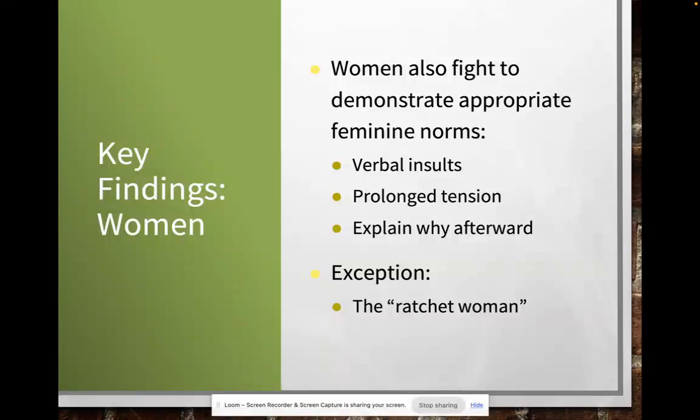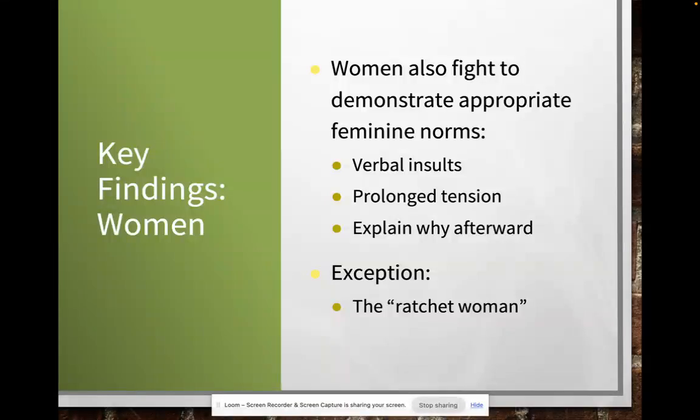So women often talked about how the women that they've seen get into these physical fights, they had been verbally insulted by the person they got into the fight with beforehand. They had some sort of prolonged tension, perhaps negative comments exchanged on social media platforms and things like that. And then after the fight, it continues. And so they have to explain and justify why they got into that fight after the fact. Versus men really didn't have to do these things. They could get into a fight for any reason or no reason at all, and they didn't have to explain why they got into that fight afterwards in the same way that their female counterparts did.